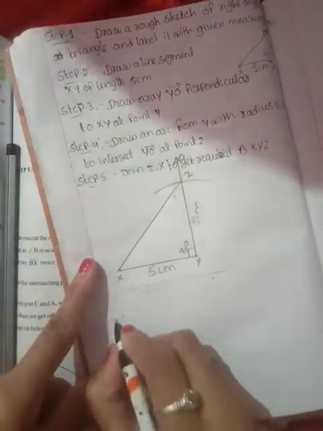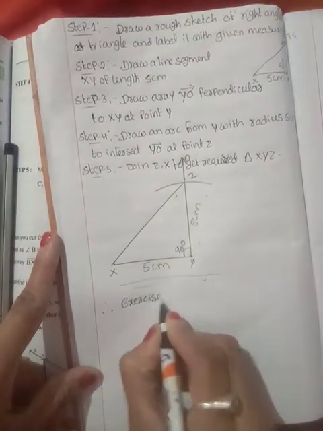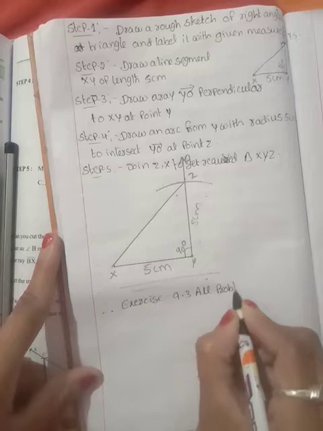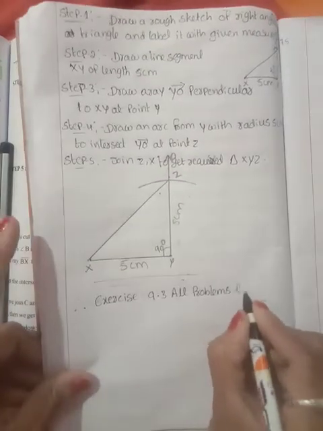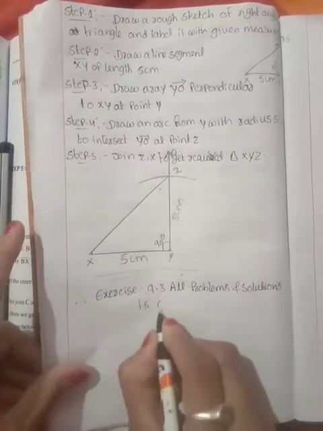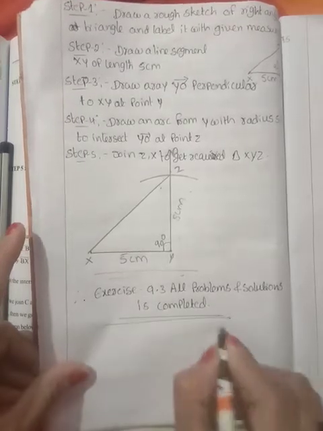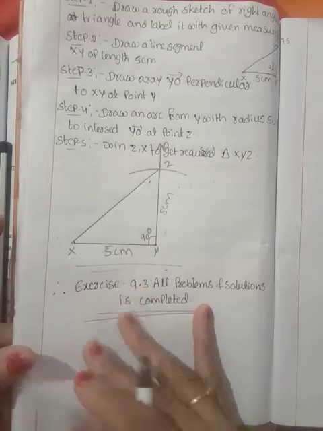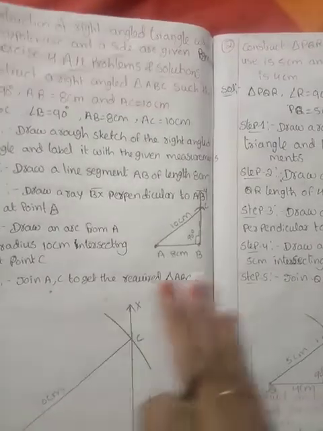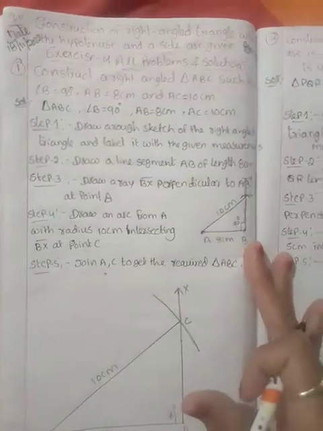Therefore, exercise 9.3, all problems and solutions, is completed. If you have any doubts, ask me. There are only three problems in your exercise. Did you understand the three problems? If you have any doubts, ask me. Be careful, and practice at home. Use all the geometry box instruments carefully.